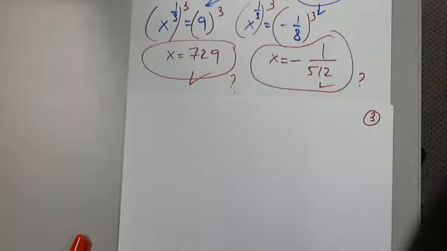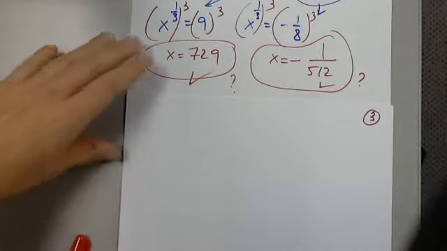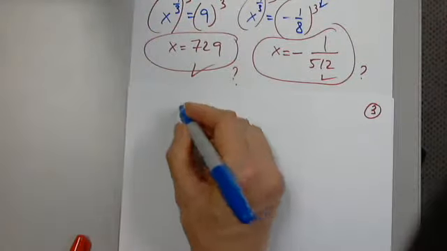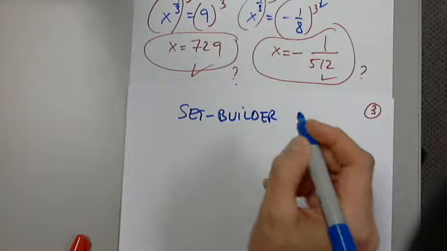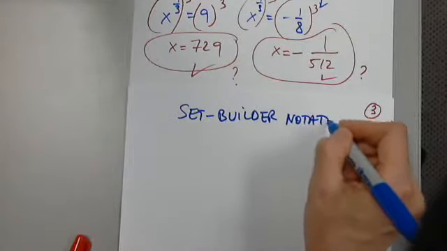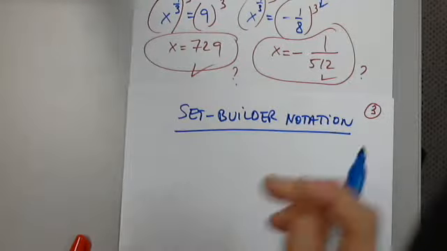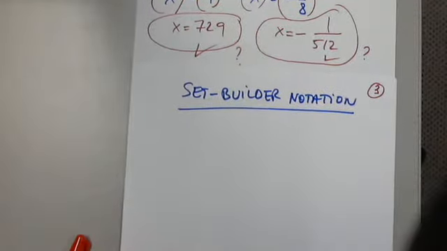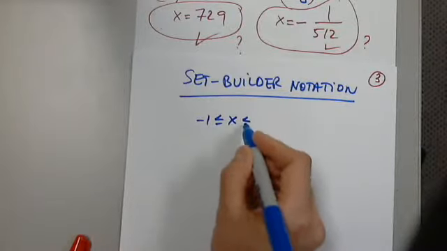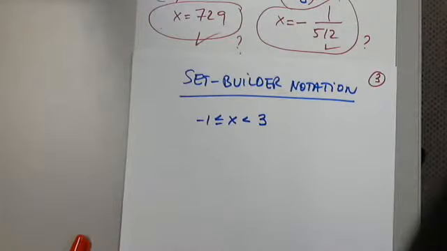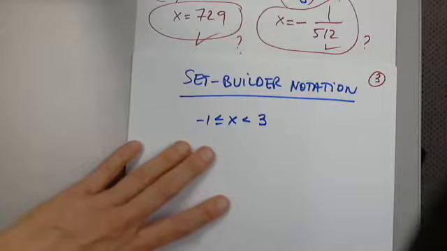Okay, sorry about that. So we looked at only one inequality, and I don't want to forget, you will see in my math lab what is called set builder notation. Set builder notation. So for example, if I have negative 1 less than or equal to x less than 3, can anyone give us the interval notation for this?